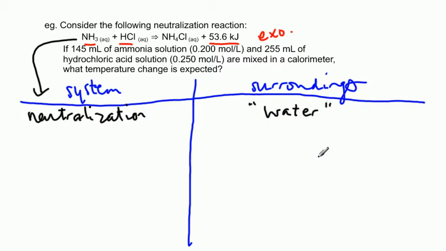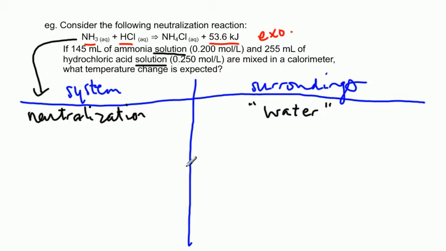And it might not seem like we've got water because we're mixing ammonia solution and hydrochloric acid solution. But we are making the assumption, as I said in the original lesson, that for a dilute solution, we're going to treat those as if they were water. So even though we're only putting two things in the calorimeter and they're both solutions, one our acid solution and one our base solution, most of the molecules you're putting in the calorimeter are water. So water is our surrounding.